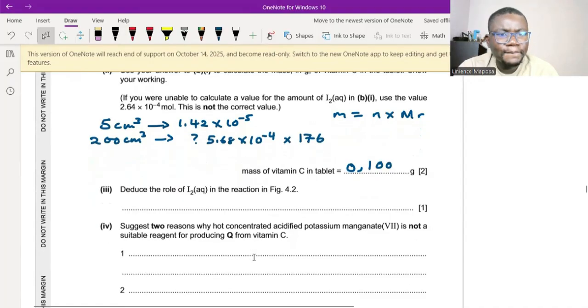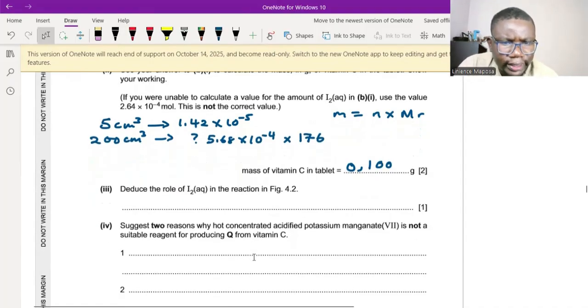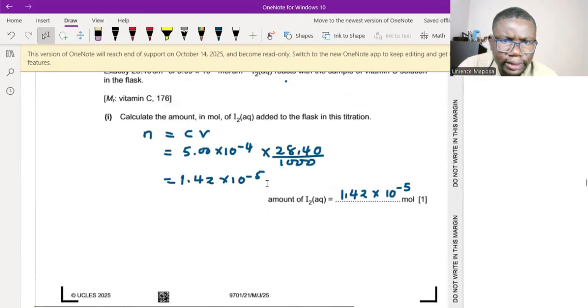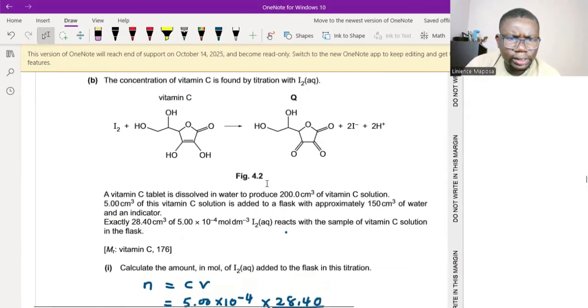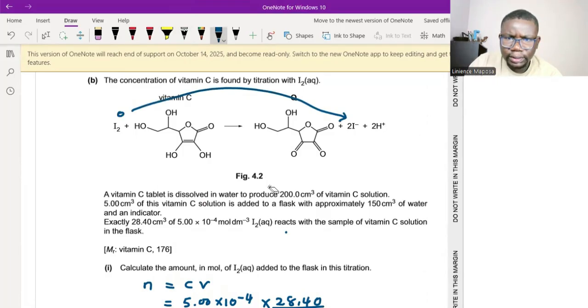I hope so. All right, deduce the role of iodine in the reaction. Let's go back and see what iodine was doing there. It's not a catalyst. So let's look at what happened to iodine. Iodine had an oxidation state of 0, and it went to -1. So that means iodine was reduced. If iodine was reduced, it means it was an oxidizing agent. It means it oxidized the vitamin C.